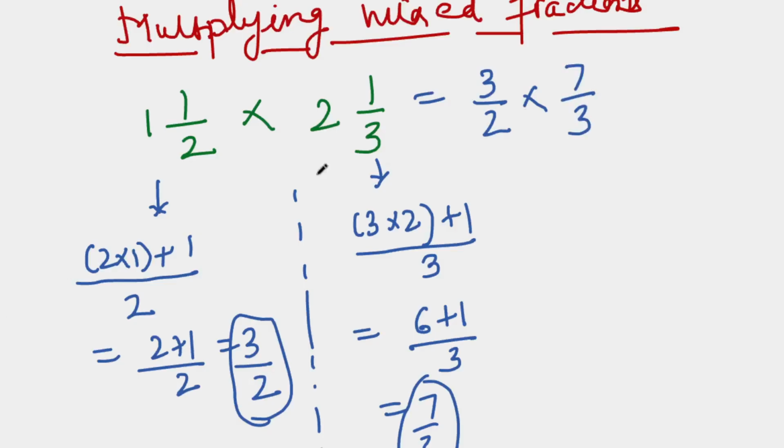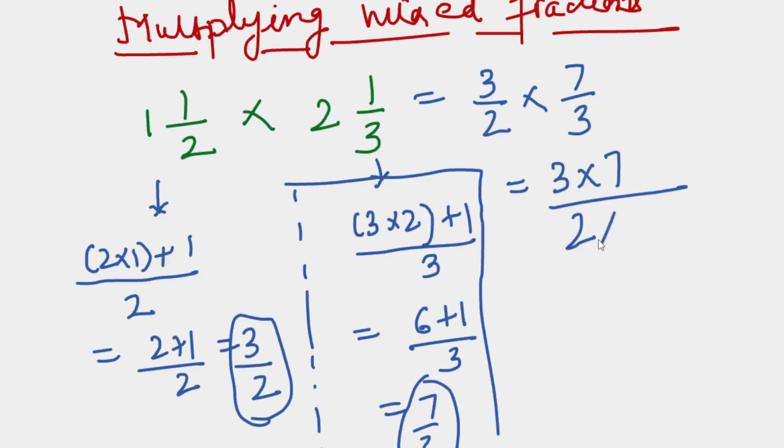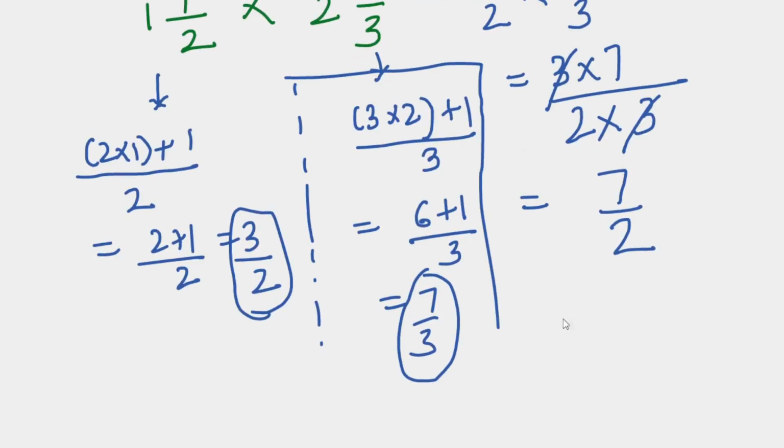Alright, what do we do now? We will multiply the numerators, okay? 3 times 7, and in the denominator we get 2 times 3. But here we have a common factor. We will cancel them out. So answer is 7 by 2. Now you see, this is again an improper fraction. So we can convert it into mixed fraction, right?